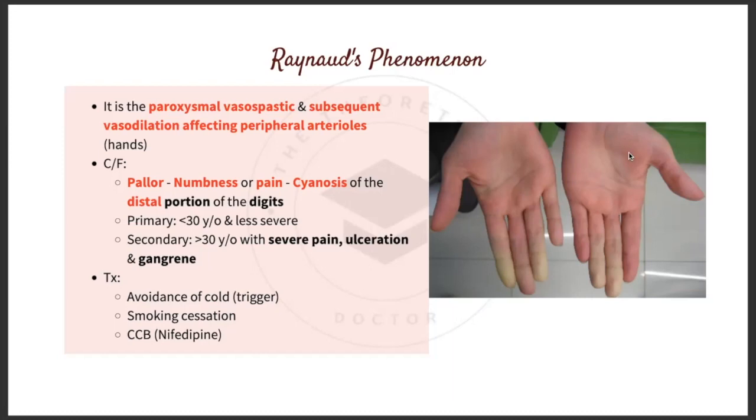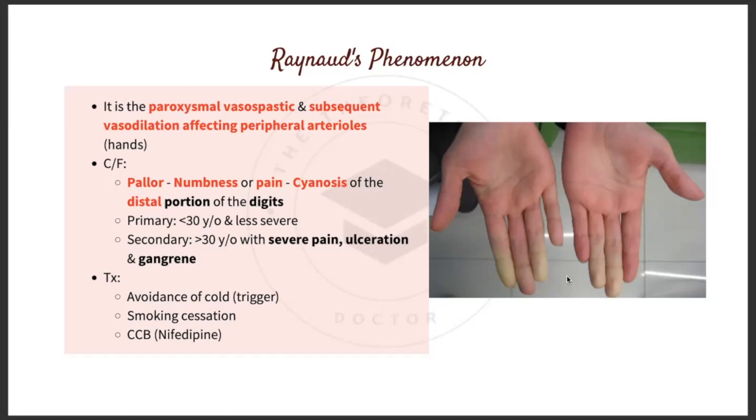So clinical features, there will be pallor, numbness or pain, followed by cyanosis of the distal portion of the digits. As you can see here, there's cyanosis. Now, if the person is less than 30 years old and it's less severe, it's primary Raynaud's phenomenon. If the patient is more than 30 years old with severe pain and ulceration and gangrene, worst possible case scenario, it's secondary. Treatment of it would be to avoid the cold, because cold is usually what triggers it.